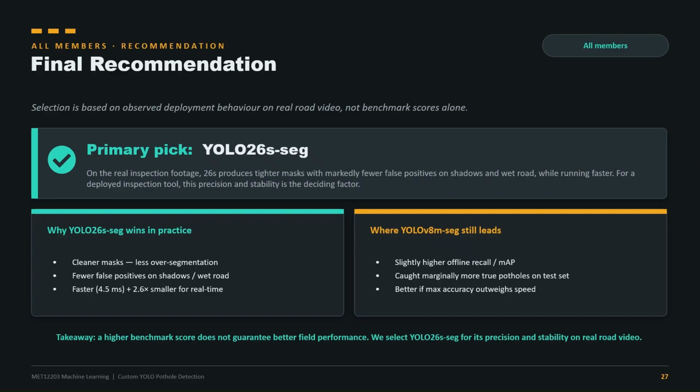This is a key insight. The model that leads on benchmark numbers is not always the best in deployment. YOLO-26S generalized better to real road video, so it is our pick. We keep YOLO-8M as the alternative when maximum offline accuracy outweighs speed.